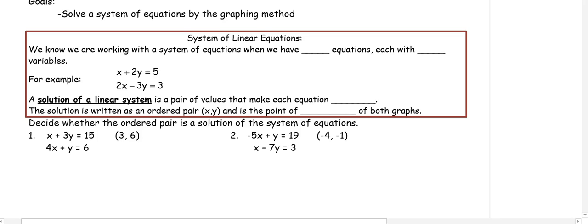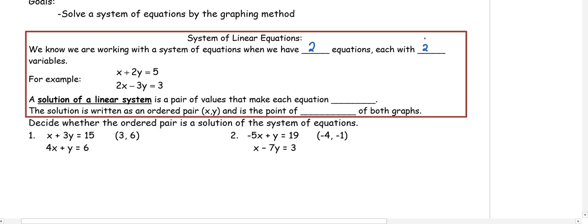This video is about solving a system of equations by the graphing method. Before we get into that, we're going to talk about how we know if something is a solution to a linear pair. We know that we are working with a system of equations when we have two equations with two variables. For example, x plus 2y equals 5 and 2x minus 3y equals 3.